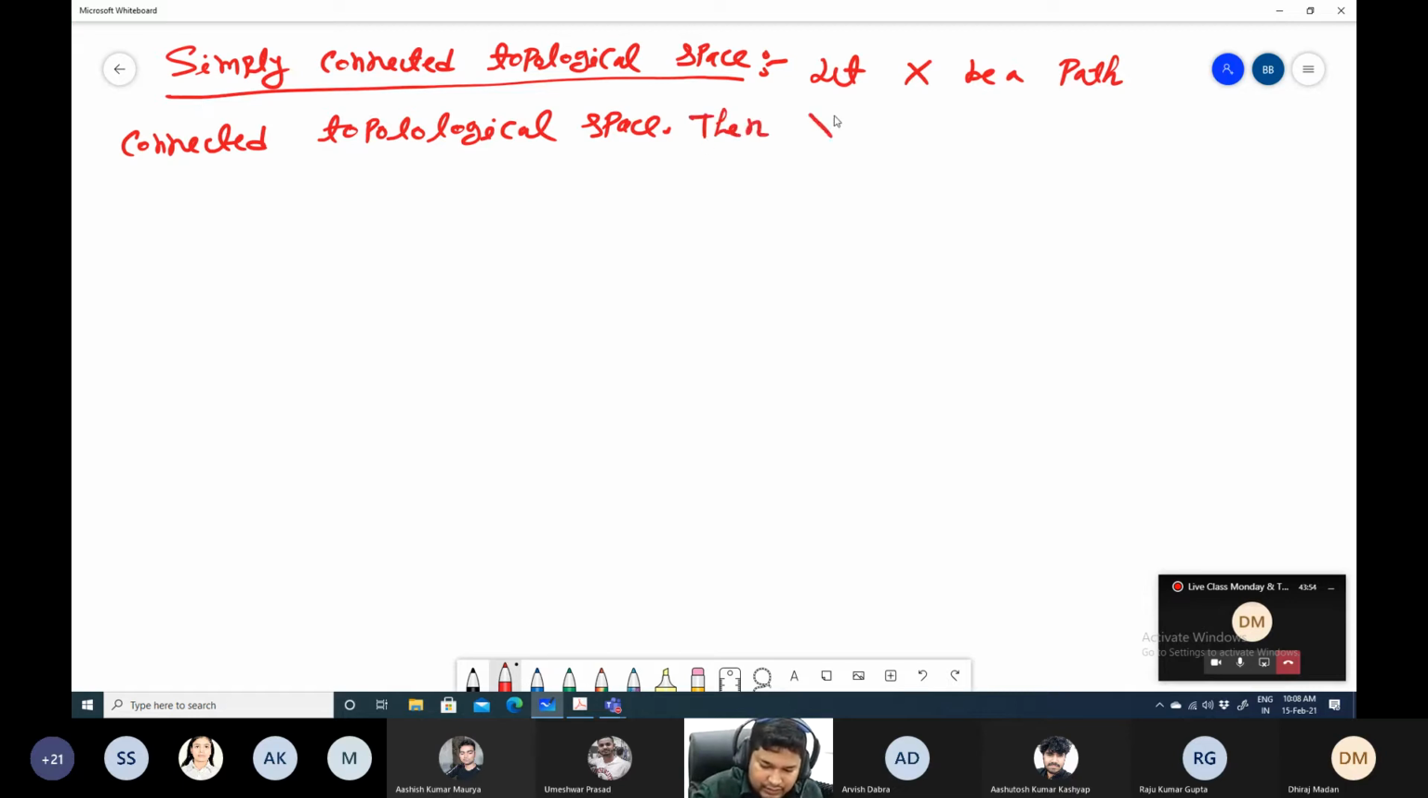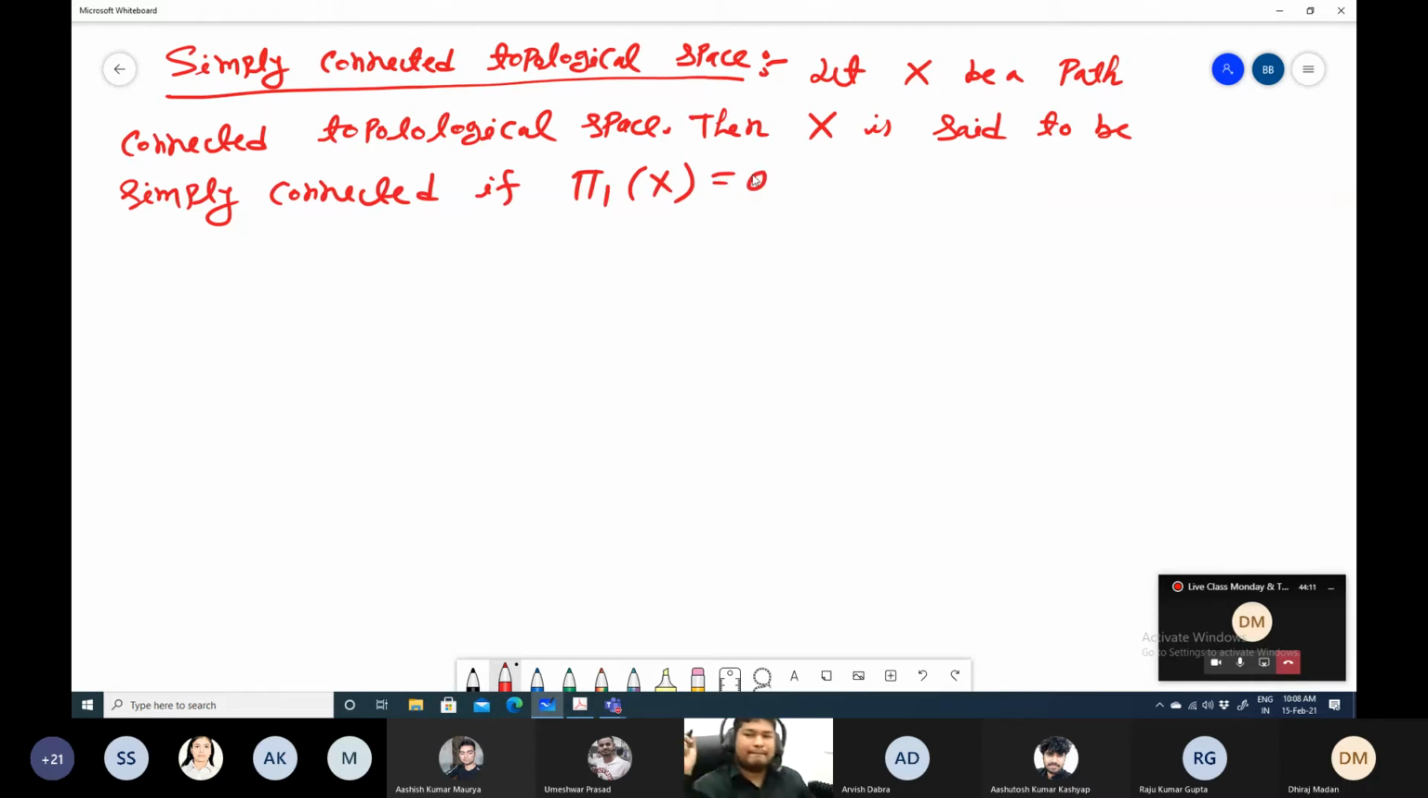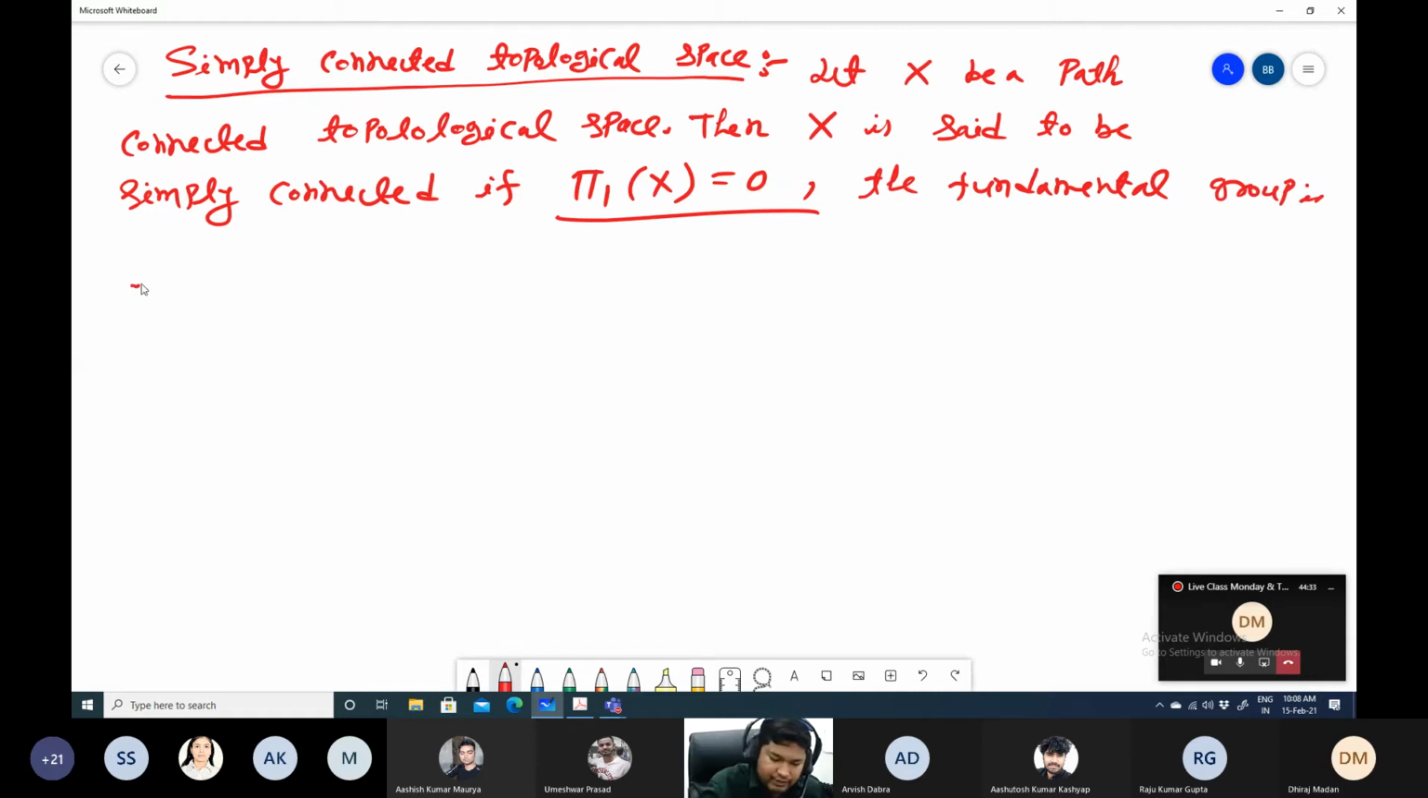So first of all, let X be a path connected topological space. Now then X is said to be simply connected if pi1 X equals 0. Generally we write it in this way, pi1 X equals 0. That means the fundamental group is trivial. So the fundamental group has exactly one element, and that is the constant path. So why are we writing 0 here, not the constant path? Because we do not know what the base point is, right? If you know the base point, this is actually an equivalent notation.